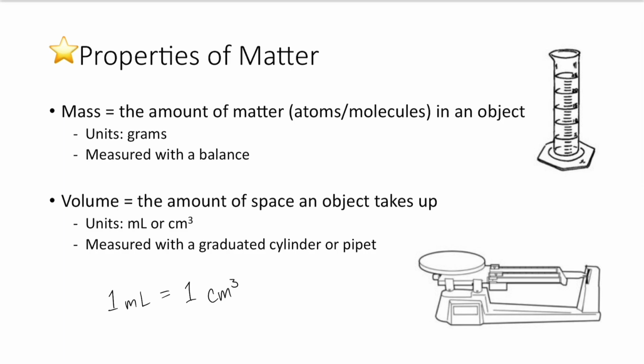Typically, it's measured with a graduated cylinder, like this one pictured here, and what we used in the lab. It can also be measured with a pipette, which measures how much volume is dispensed. You can also calculate volume by measuring the sides of a regular solid and calculating it.